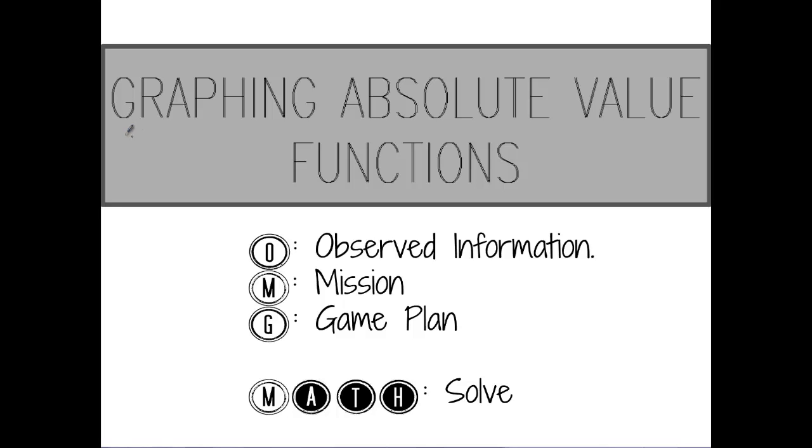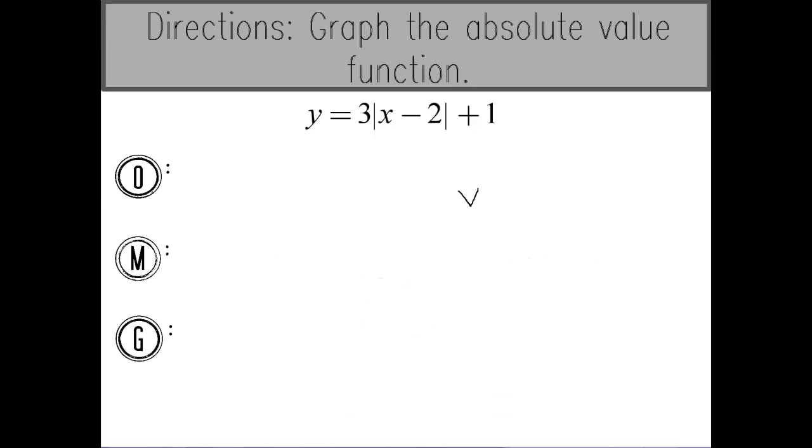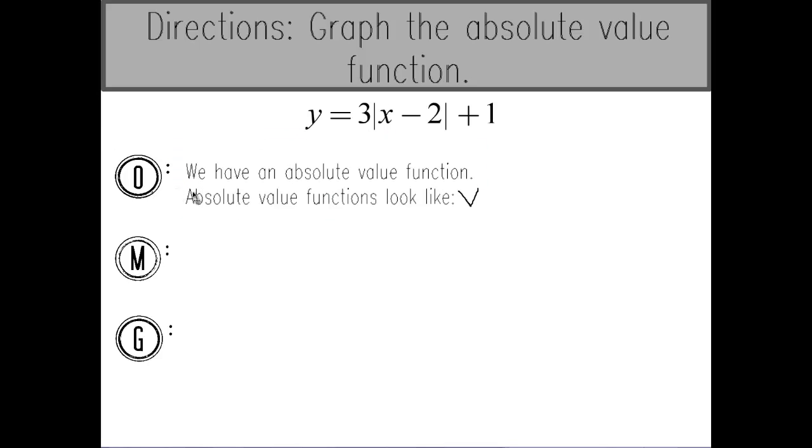Today we're going to practice graphing absolute value functions using the OMG Math method. The first thing we're going to do is write down what we observe. In this equation, we observe that we have an absolute value function, and we also know that absolute value functions, when graphed, make a V. Our mission is to take this function and to graph it on an XY plane.